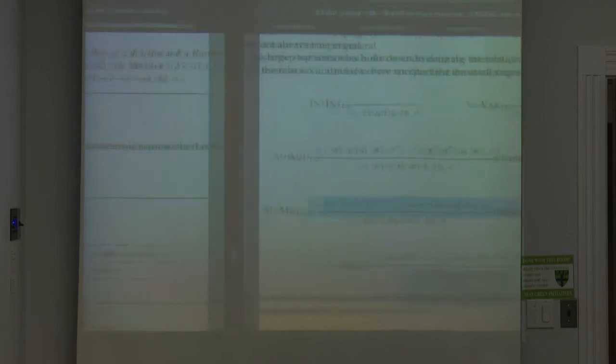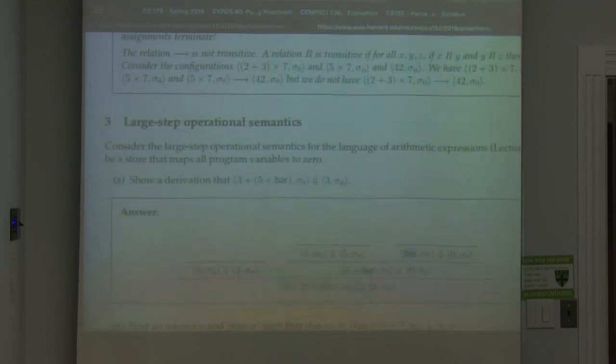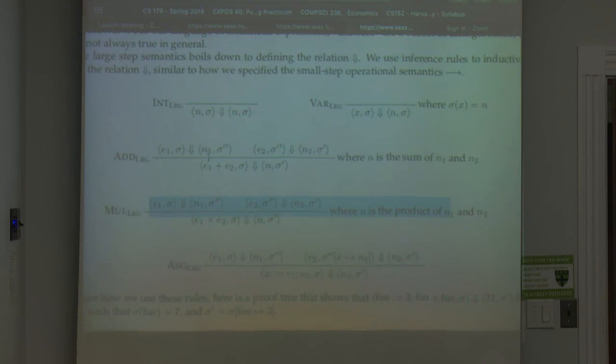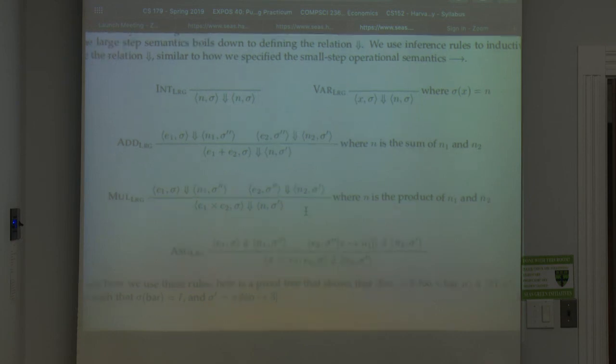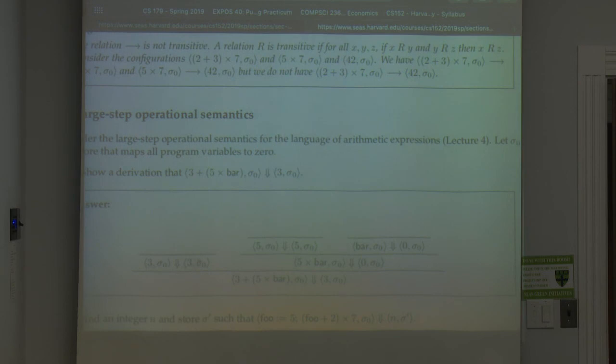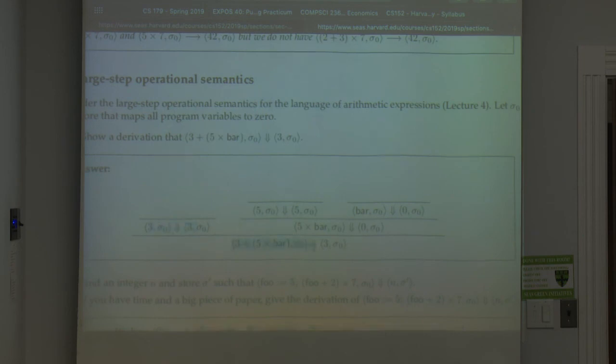It's the same thing for this. Yeah, so which rule do we use here then? 5 and bar, 5 times bar going to 0. Do we use add, multiple, ASG? Multiplication, right? You don't need to write the name of the rule this time. And here, yeah, we do the same thing of just int large. And then at the end here, we do an addition, right?